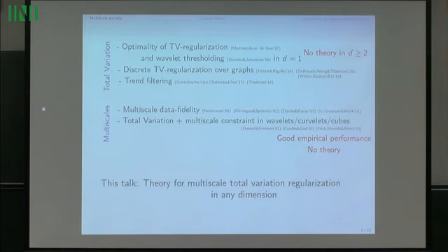And the conclusion now is that what I'm going to present in this talk is some theory for this kind of estimators, combining multiscale with total variation. And the analysis is such that it also works in higher dimensions. So in particular, we can deal with images.